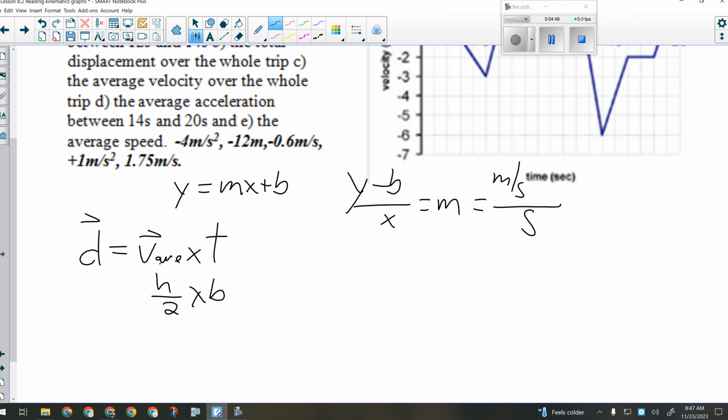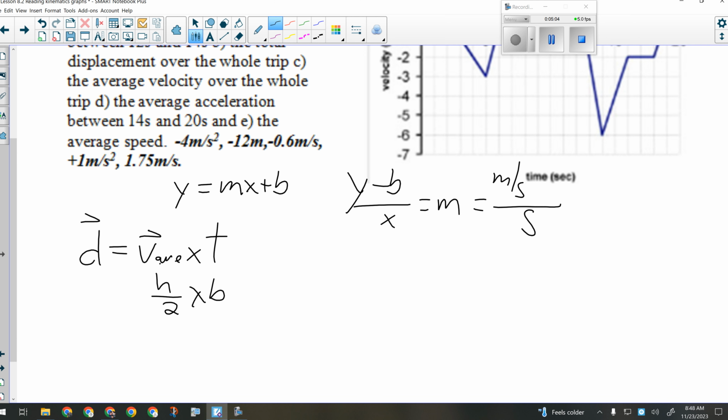Now again, that's not something I want you to memorize. I don't want you to go, okay, the area under the line on a velocity versus time graph is displacement, and the slope for this one is this. How long did it take me to figure that out? 4 seconds. Yeah, it doesn't take long.